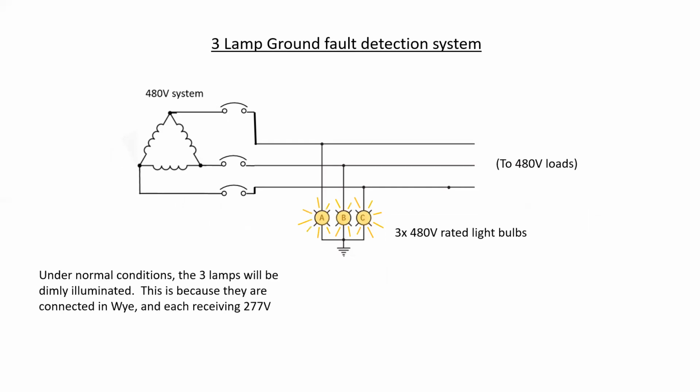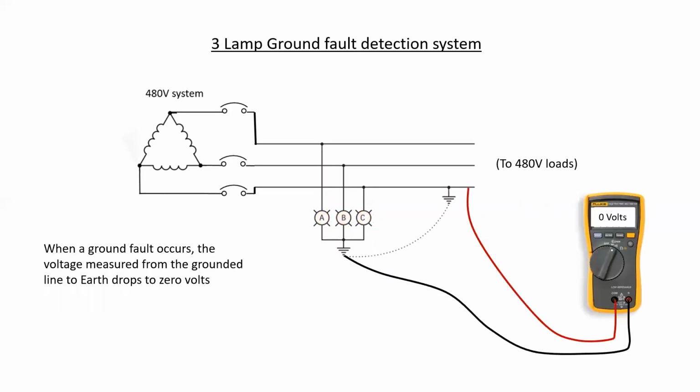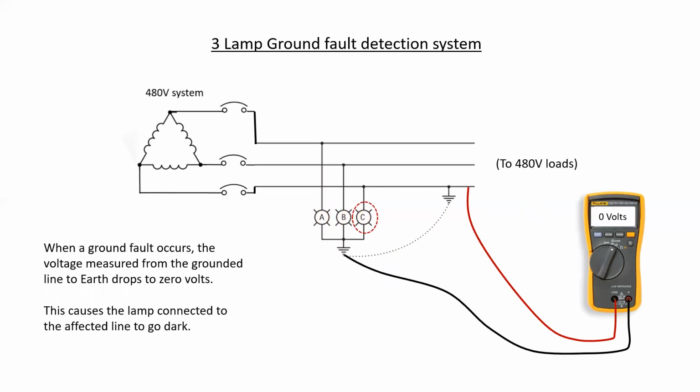And under normal conditions, the three lamps will be dimly illuminated, and that's because they're connected in Y. Because of that, the phase voltage of 480 in Y would be 277 volts, so they're dimly illuminated because they're rated for 480. When a ground fault occurs, the voltage measured from the grounded line to earth drops to 0 volts, and that's because we have a connection between those 2 points. What this means is that the lamp connected to the affected line will go dark, because there's 0 volts across it.